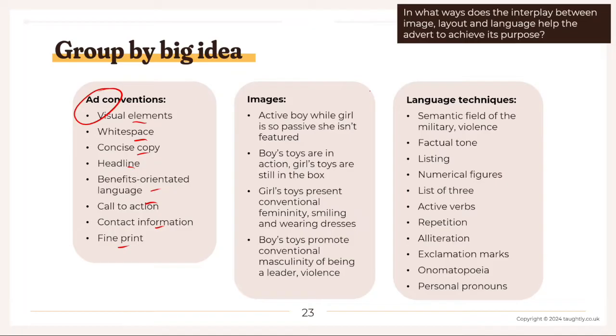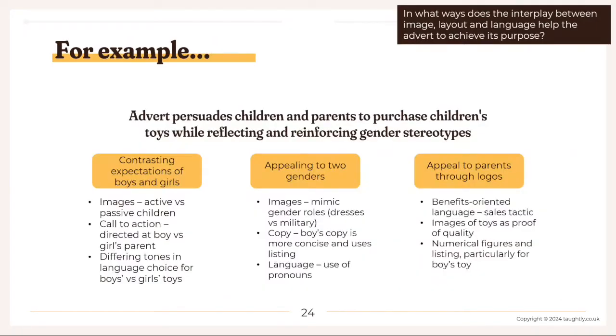We also analysed the images in depth, for example, thinking about the active boy in the photograph whilst the girl isn't even featured in her image. And we also analysed language, so we spoke about semantic fields of military and violence, the factual tone and listing, especially in the boys advert. We also thought about the use of exclamation marks and onomatopoeia. So now I need to decide which of these bits of analysis are all going to come together to prove that my big idea is correct. So this is what I did.